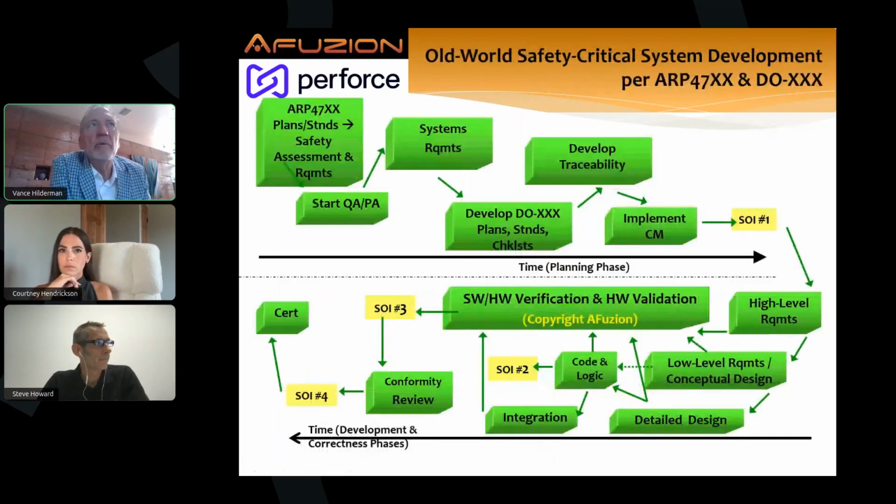So if you've been to some of our AFuzion training in the past, you've seen this optimal green snake. It's green because that's the color of American money. It's expensive if we deviate. We start with safety assessments, quality assurance. We build system level black box requirements. Then we follow standards such as DO-178, 278, 200, 254, 297. We create plans, standards, checklists, and we trace safety to systems down to hardware, software. We capture everything in configuration management, CM, and we have our first stage of involvement. It's like reviewing the building plans. Then we go to implementation, high level, low level, detailed design, code. We verify everything, validate, conformity review for all changes, and then we certify. This is the old world process.